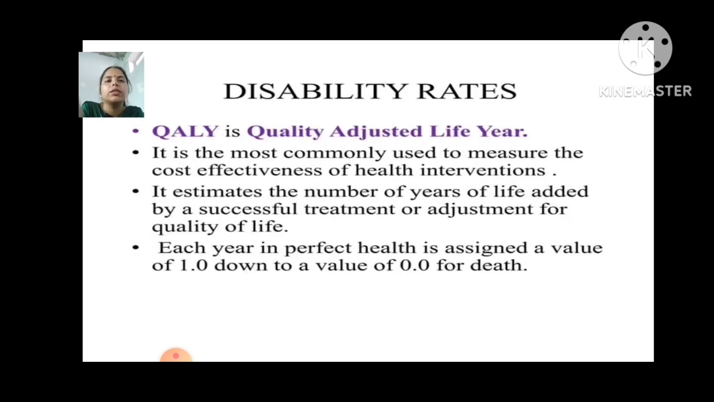Next is the QALY, the quality adjusted life year. It is most commonly used to measure the cost effectiveness of health interventions. It estimates the number of years of life added by successful treatment, with adjustment for the quality of life. Each year in perfect health is assigned a value of 1, down to a value of 0 for death.